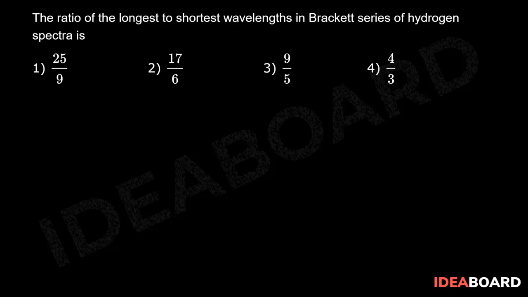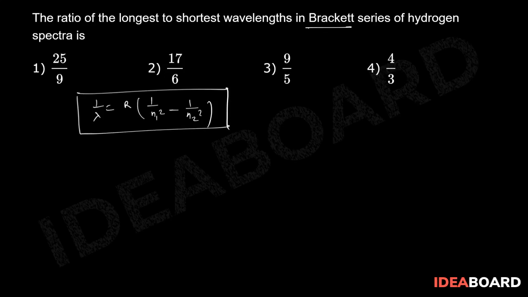The ratio of the longest to the shortest wavelengths in the Brackett series of hydrogen spectra is. Now we are talking about the Brackett series. So first of all, let us write the formula which helps us. We have 1 upon lambda is equal to R into 1 upon n1 square minus 1 upon n2 square. This is the formula.